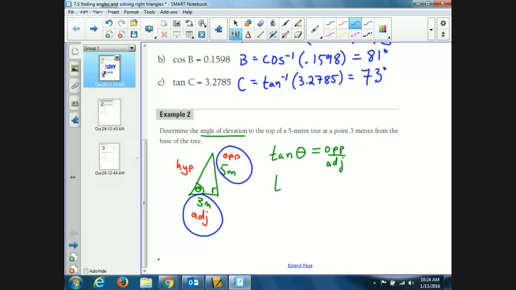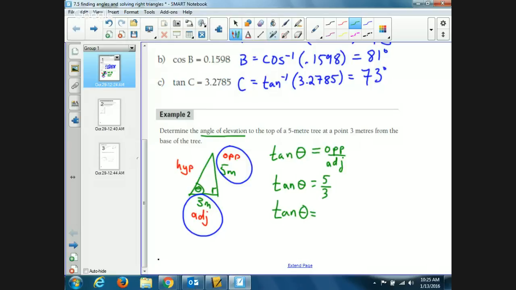The tan of theta is equal to, well, the opposite side is 5. The adjacent side is 3. You guys told me that. Okay. Now I'm going to have to use my calculator. And what's 5 divided by 3?